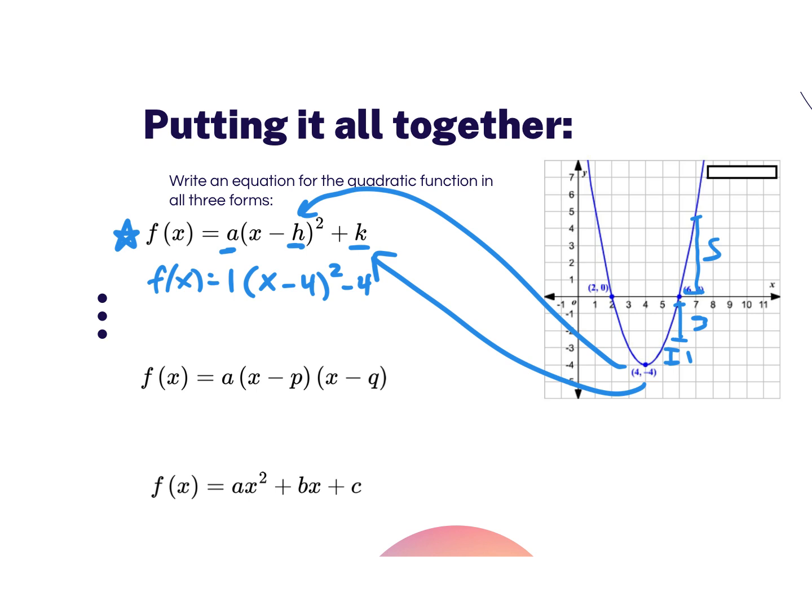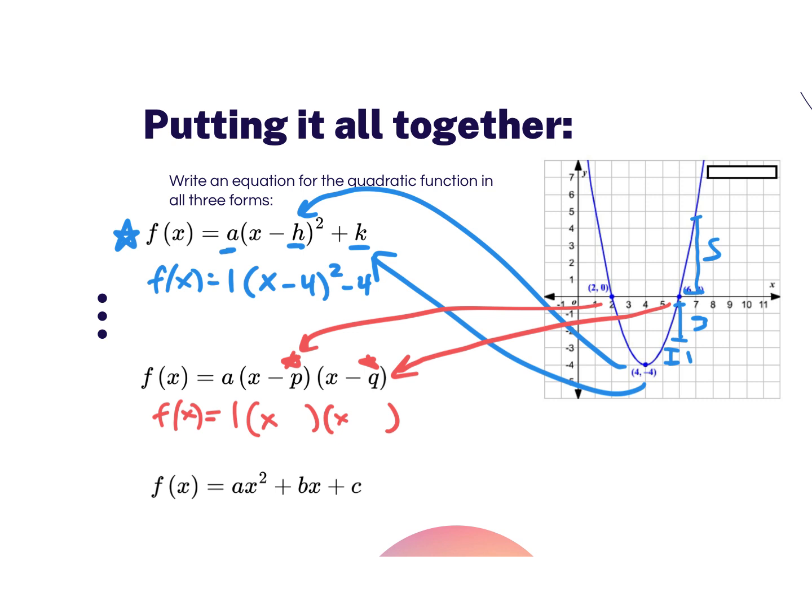Next, we're going to write this same equation in factored form. Luckily, we already know what my a value is. So the only thing we need to find are the p and the q. If I'm looking for the p and the q, really what I'm looking for are those x-intercepts. On my graph, my x-intercepts are 2 and 6. So this will be minus 2, minus 6.